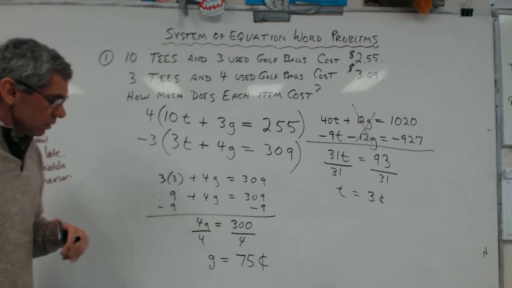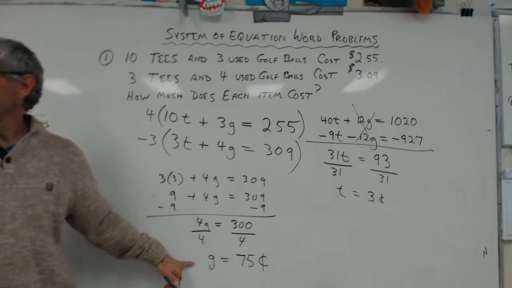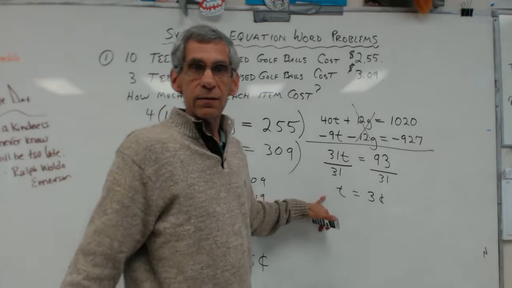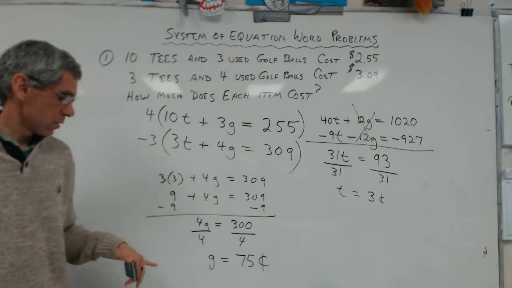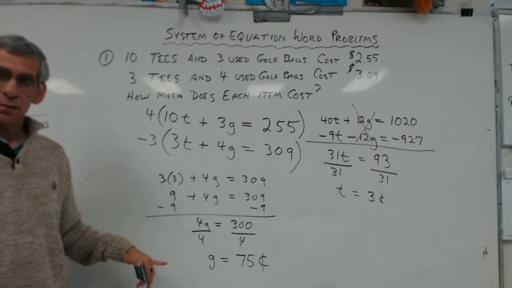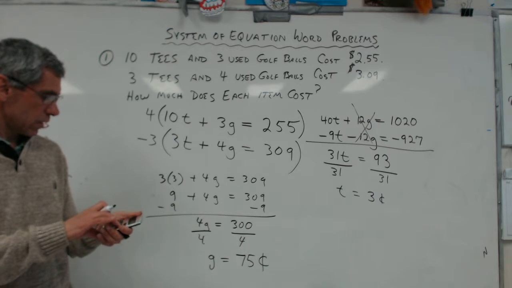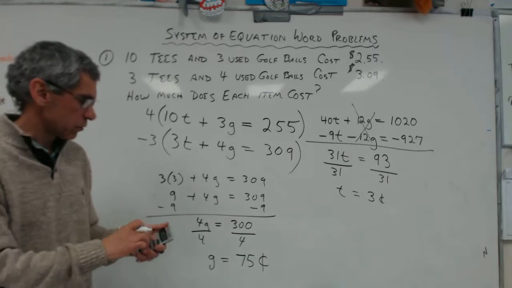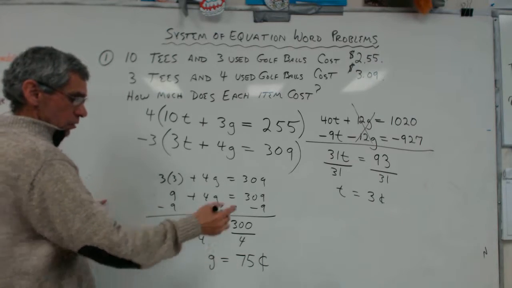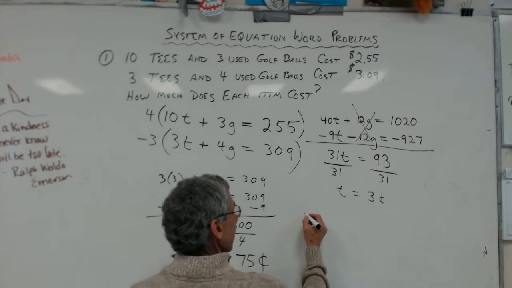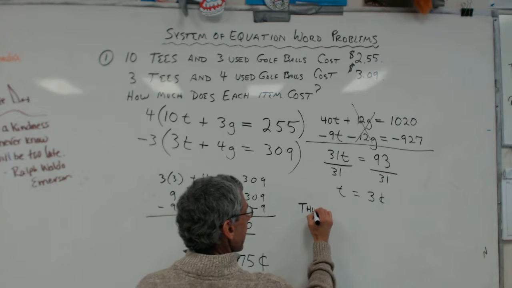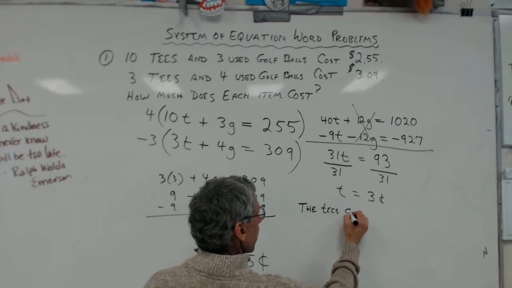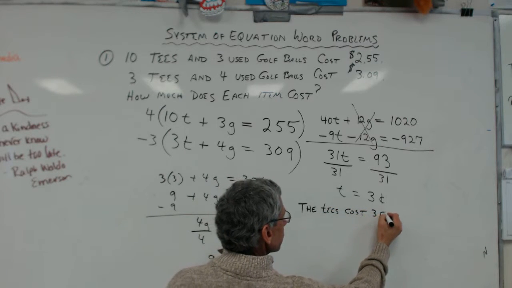So immediately I know that my golf balls cost just 75 cents. How hard was it to have g as 75 cents and t as 3 cents? Do I trust you guys, 300 divided by 4? Yeah, okay, just want to be sure, since it's on video. And so it's then easy to calculate. The t's cost 3 cents.